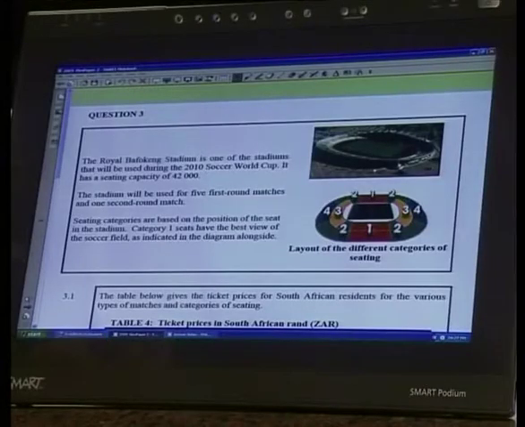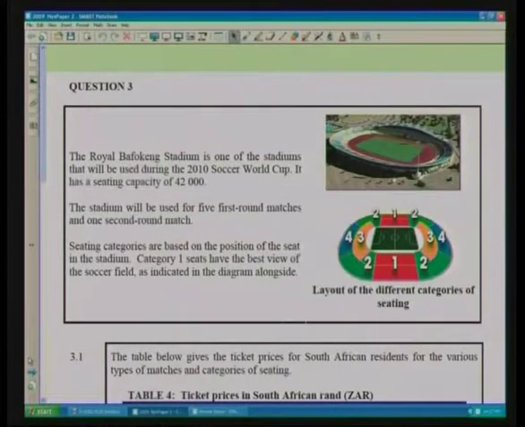Right, let's have a look at the question. It says, the Royal Bafokeng Stadium is one of the stadiums that will be used during the 2010 Soccer World Cup. It has a seating capacity of 42,000. The stadium will be used for 5 first-round matches and 1 second-round match. The seating categories are based on the position of the seat in the stadium. Category 1 seats have the best view of the soccer field, as indicated on the diagram alongside. And you can see that they've listed the different categories 1 through to 4 on the stadium picture.